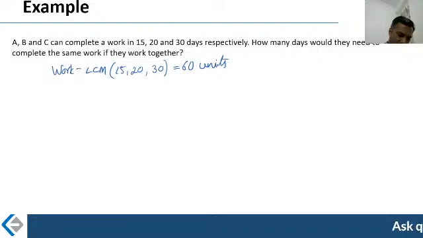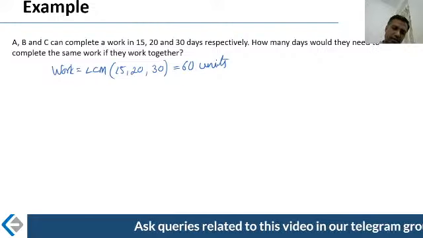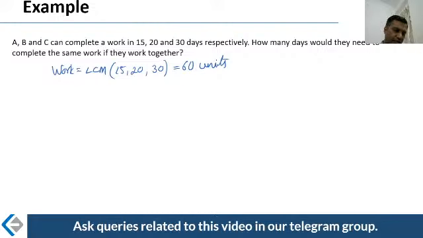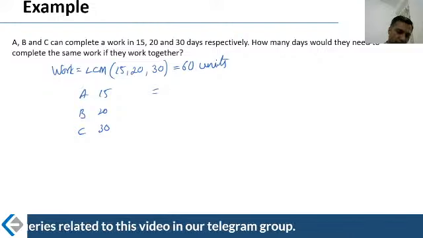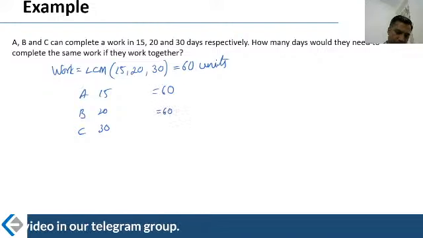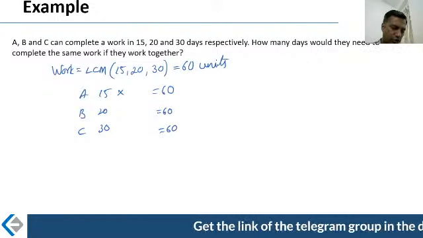That becomes the work. Work is nothing but 60 units. How many days would they need to complete the same work if they work together? Very similar, just that there are three people. Therefore, you will add three efficiencies: 15, 20, 30. The total is 60 every time, because everybody is given a task of accomplishing 60 units.